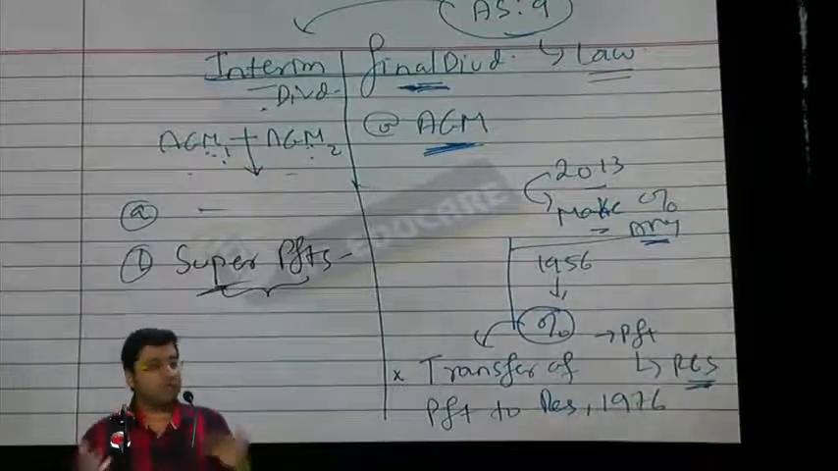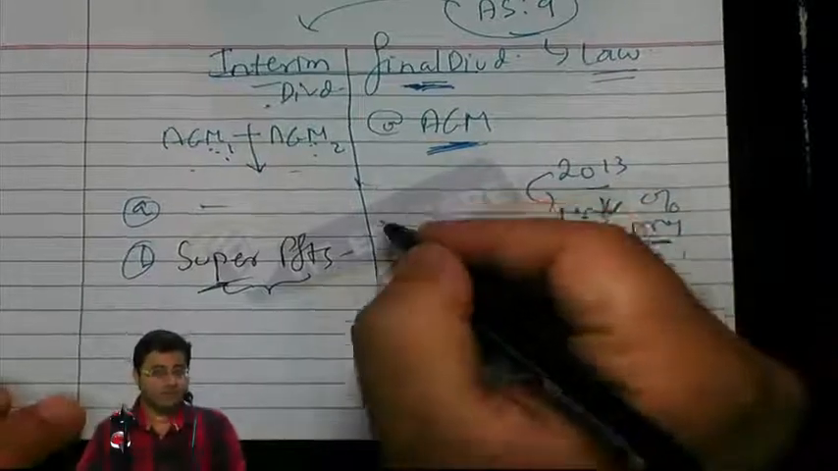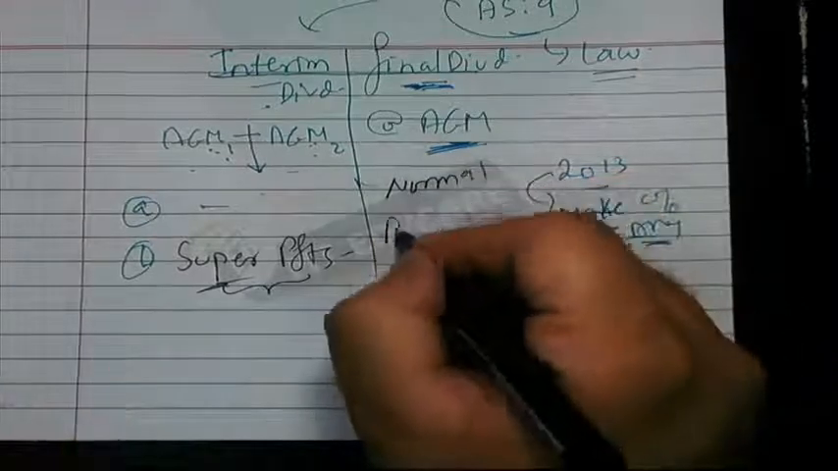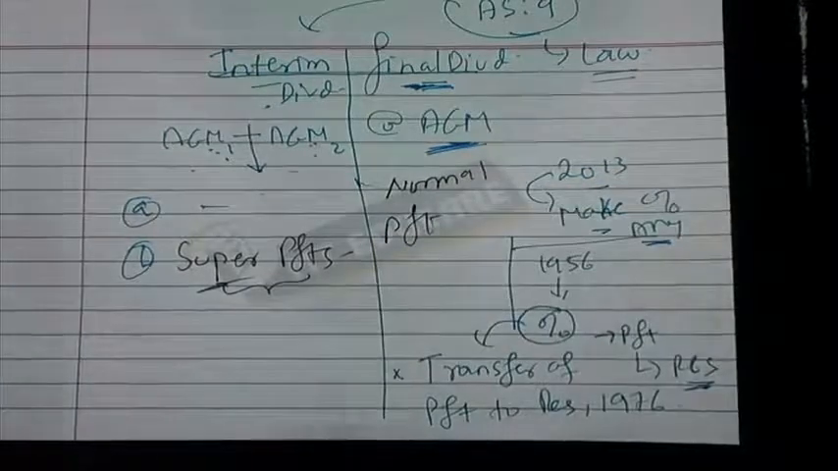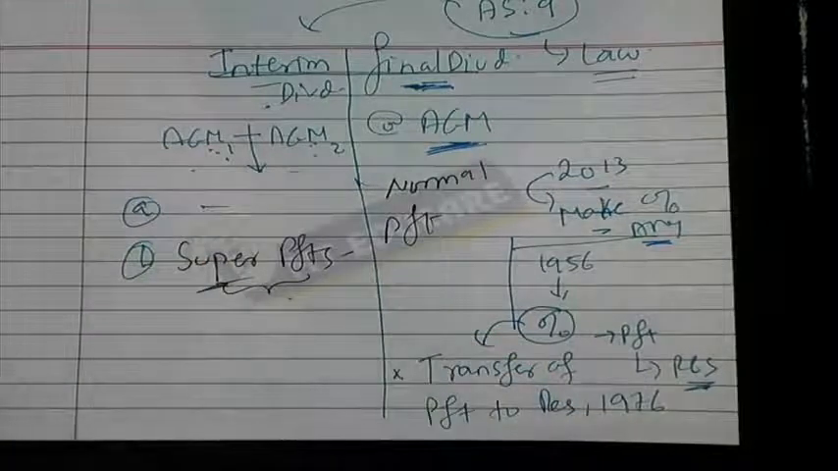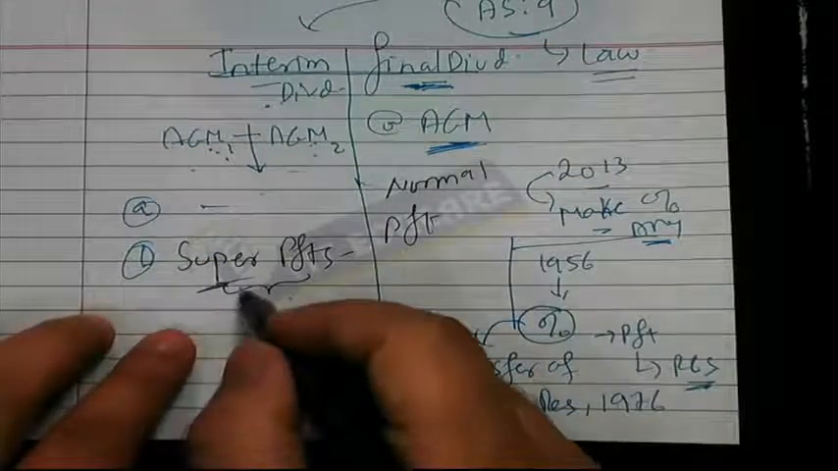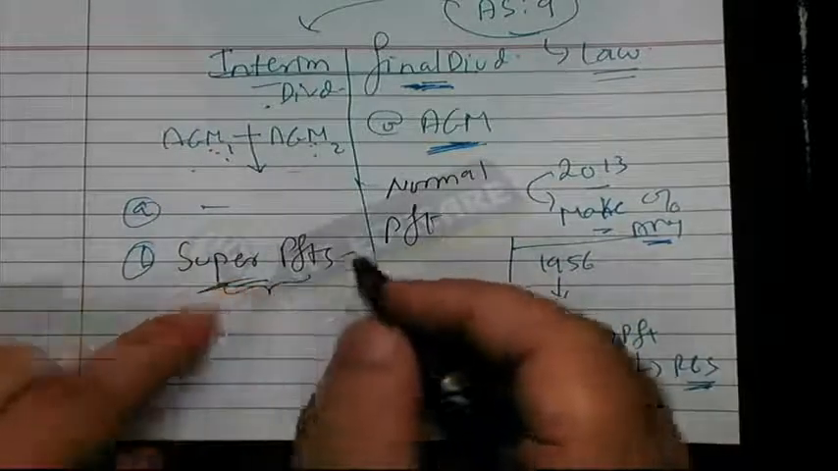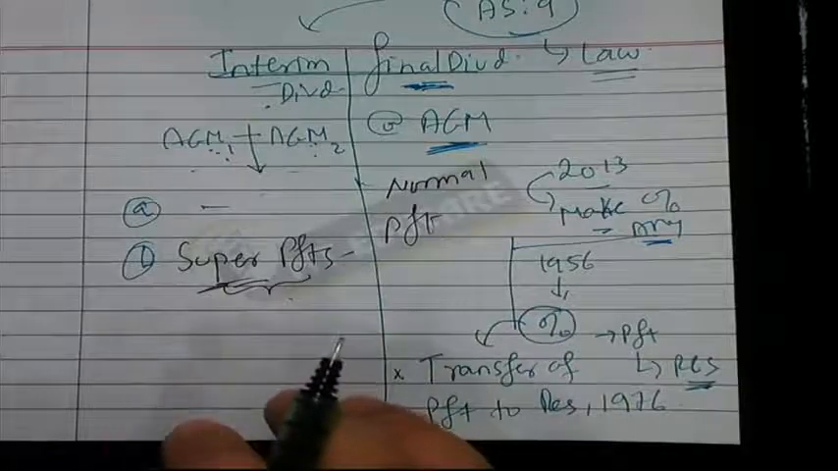See, there is no definition for super profits also. Now if you want to define super profits, you can say that this is the level of normal profit which I am going to earn. Anything which I earn beyond the normal profit will be called super profit. That is how we define super profits. Otherwise there is no definition. But since we are accounts students, in accountancy it is written that anything beyond normal profit is supposed to be a super profit.